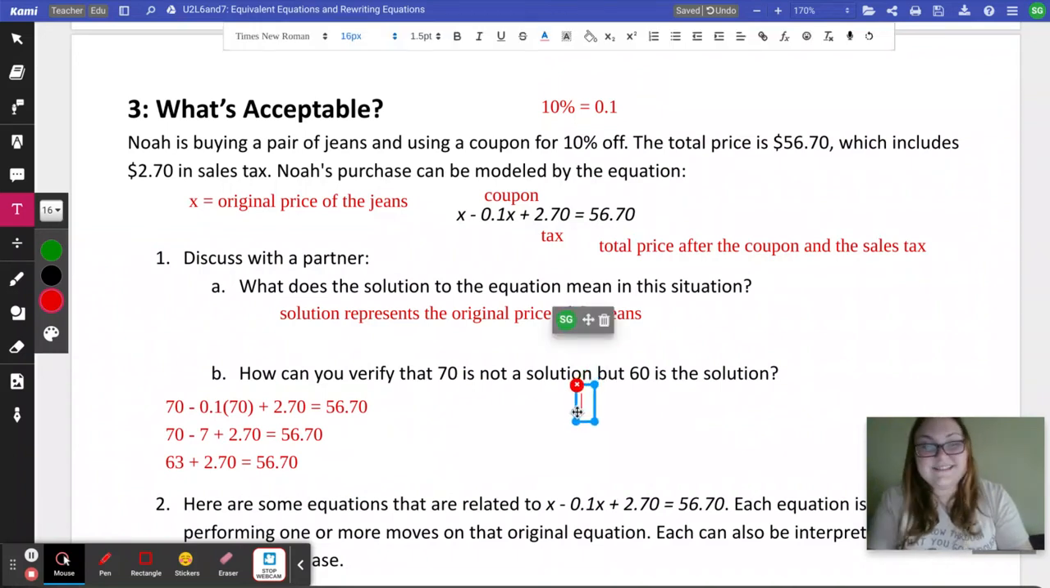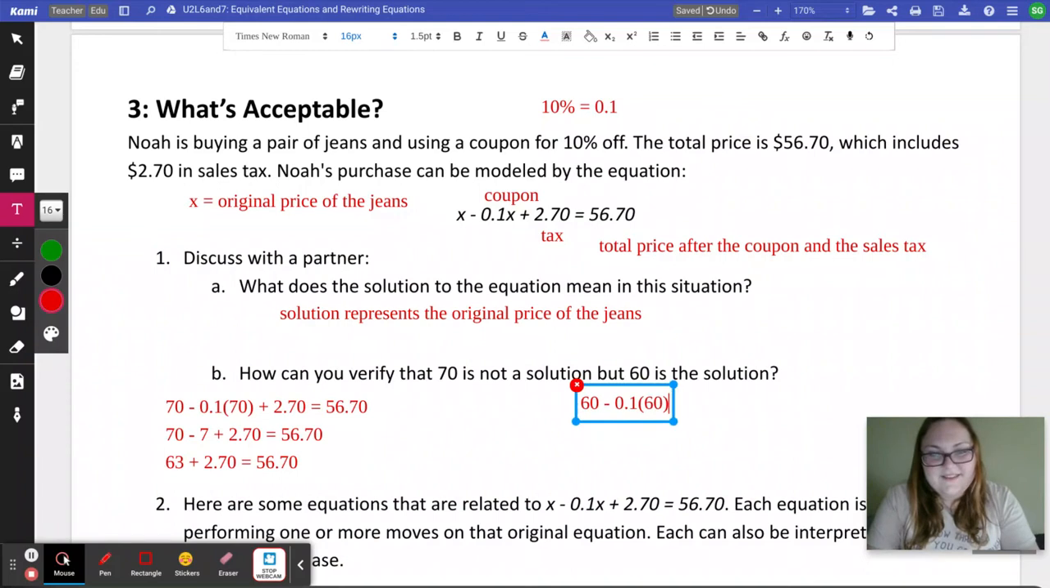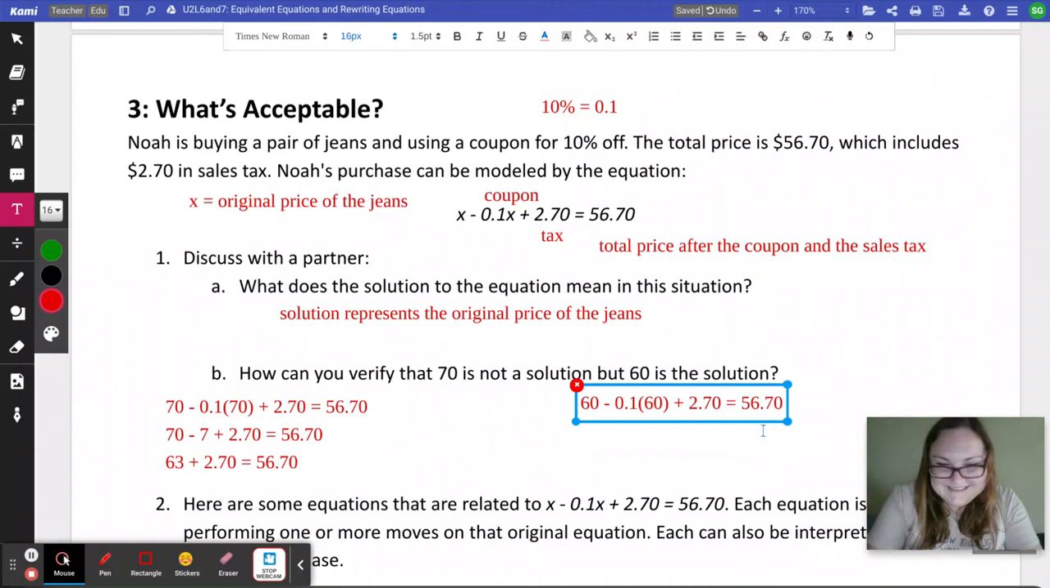How could you check to see that 60 is the solution? Well, by doing the same thing. Let's put 60 in for X. The math would look something like this. And when I do that math on the left side, what am I expecting to see? Well, I'm expecting to see that it does in fact equal 56.70.